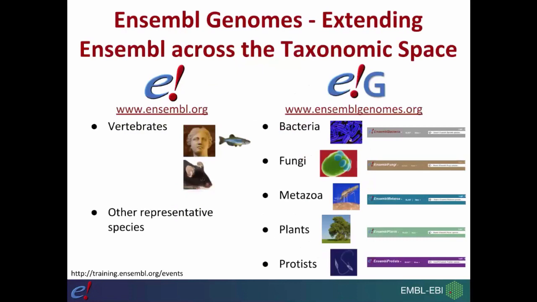For the people who are not working on these vertebrate and model organisms, we also have a sister site, which is called ensemblegenomes.org. And here you can find 5 different mini sites, which extend Ensembl across the taxonomic space. So we have a site for bacteria, for fungi, for metazoa, for plants, and for protists. And they all work in a very similar way as Ensembl does, with a minor exception, which I will mention later.